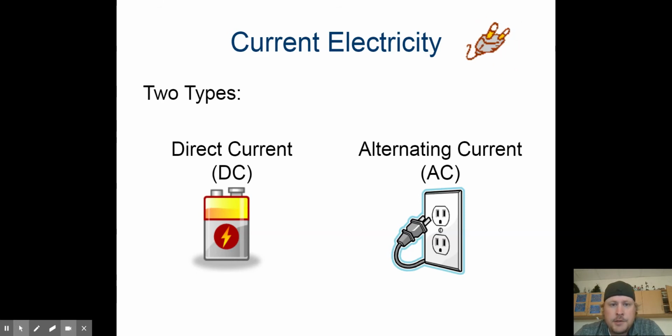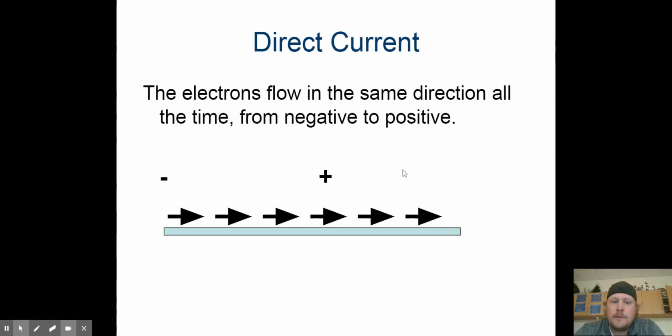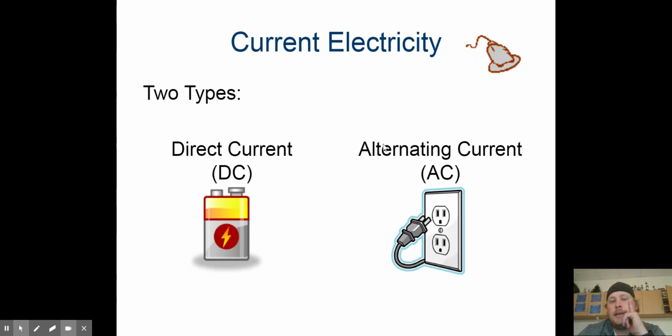Okay, so what I want you to do is write current electricity and the two types, direct current and alternating current. So let's go, and we're going to dive in with direct current. So actually pause, take notes here.